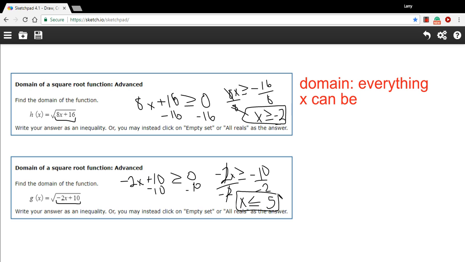So that is some more problems with the domain of the square root function.